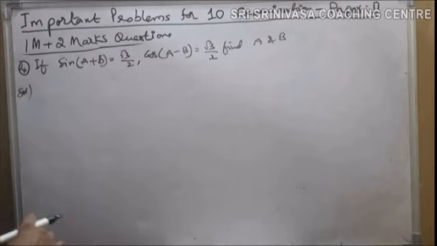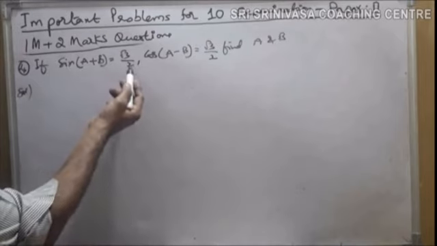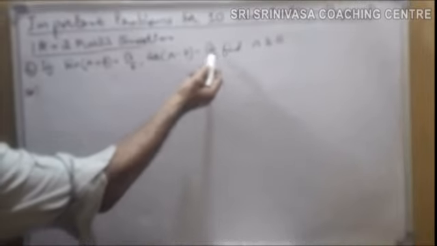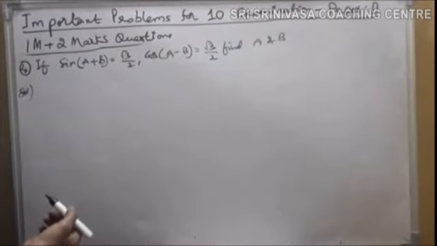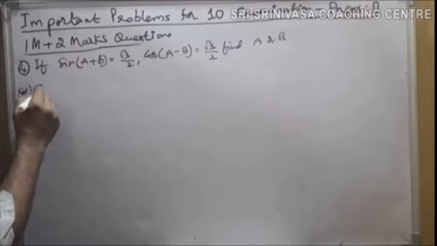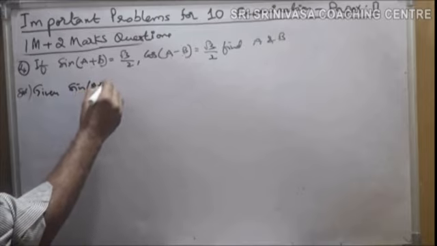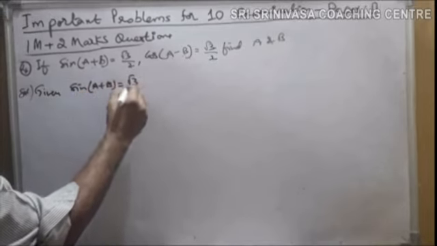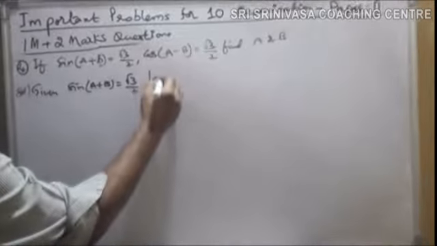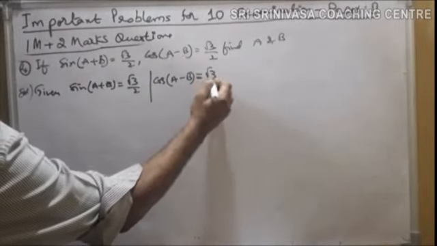Now in this question it is given that sine of a plus b equal to root 3 by 2, cos of a minus b equal to root 3 by 2 and asking to find a and b values. So it is given that sine of a plus b equal to root 3 by 2 and cos of a minus b equal to root 3 by 2.